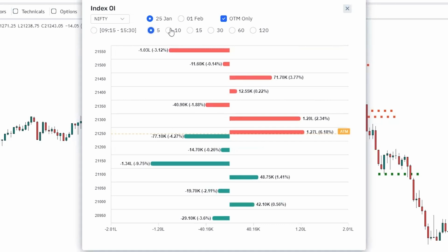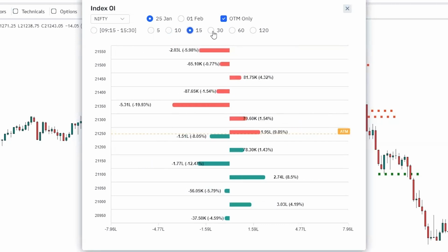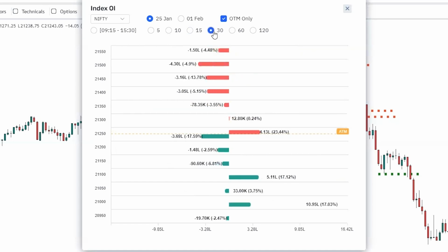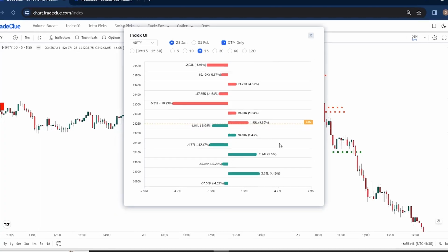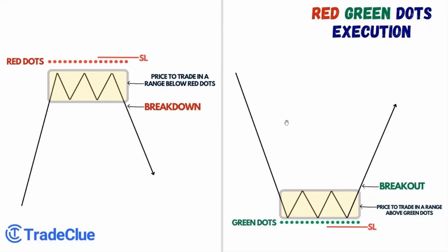In the same way, you can check the previous 5-minute data, 10-minute data, as well as previous 15-minute data during the live market hours, which will provide you with better insights on your trade execution as per the OI levels. But the most important thing for trade execution will be your trade execution concepts, as you can see.